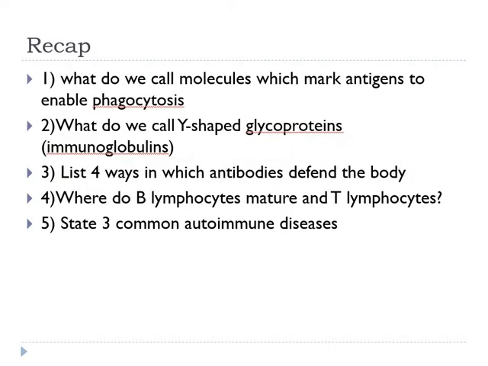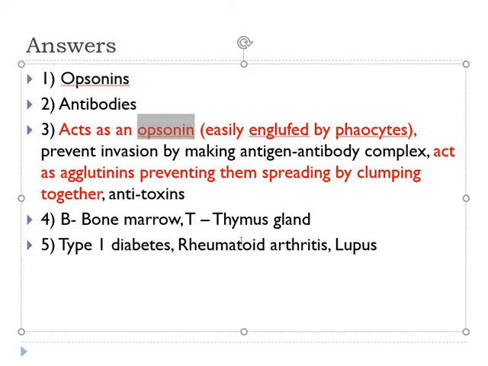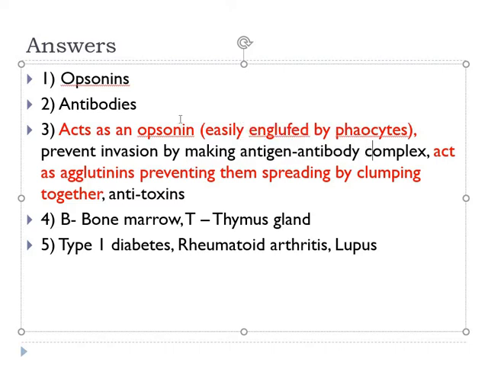Four ways in which antibodies defend the body. I repeat this quite a lot because I think it's quite important to learn. So first one, opsonins: they can tag them. Second one, they can make this antigen-antibody complex that we learned yesterday, which makes it less dangerous. They can act as agglutinins, which clumps them together, stops them spreading, easy to do phagocytosis, and finally they can be antitoxins.